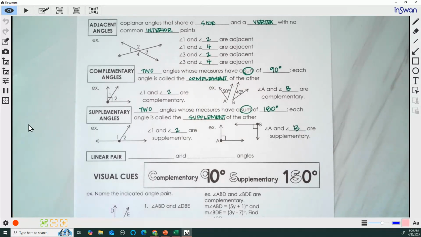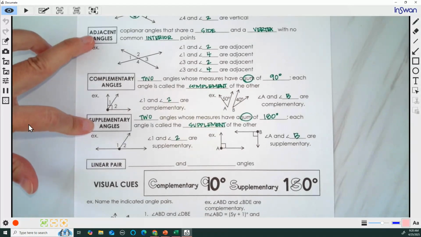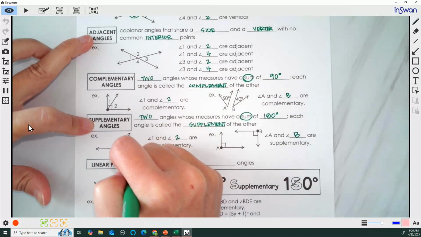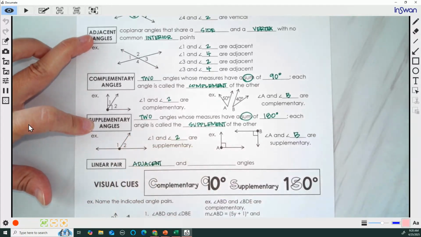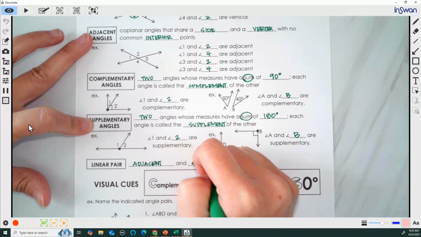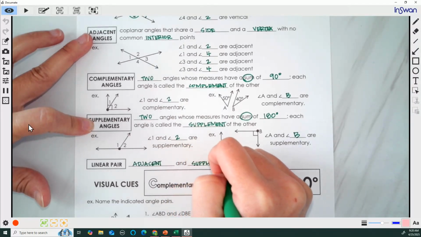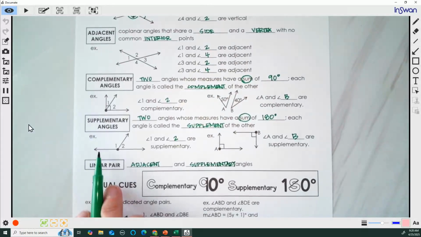A linear pair is our last type of basic angle pair. A linear pair is whenever you have supplementary angles that are also adjacent. So we've got adjacent angles, so they are touching or right next to each other, and supplementary, they have a sum of 180 degrees. So this example here is an example of a linear pair because they are supplementary and adjacent.